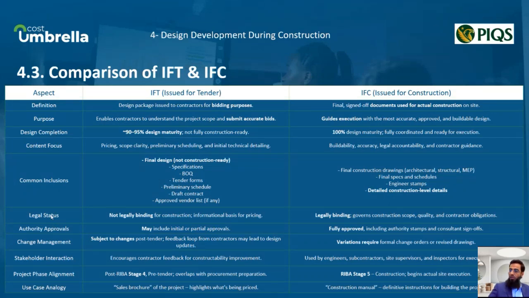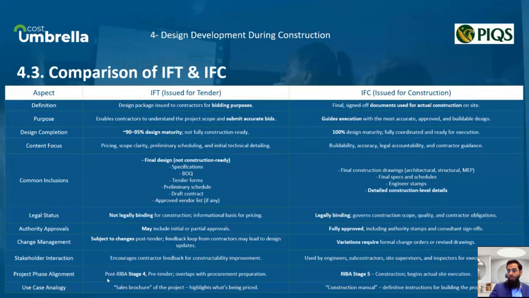Regarding legal status, IFT doesn't have any legal status. It is just for informational basis for pricing, whereas IFC is legally binding and governs construction scope, quality, and contractor obligation. Regarding the authority approvals, IFT may include initial or partial approval, whereas IFC is fully approved, including authority stamps and consultant sign-offs.